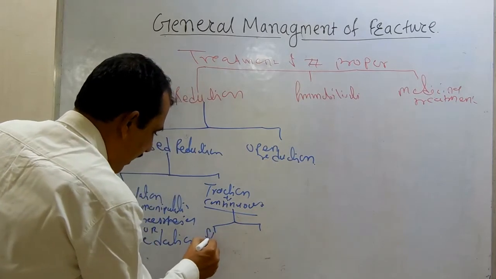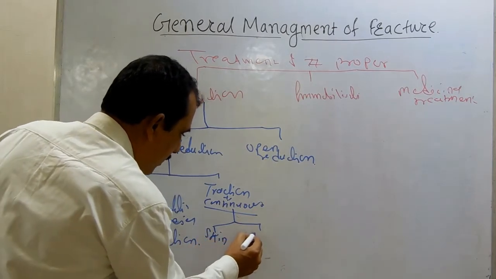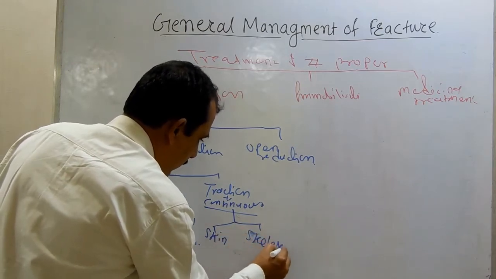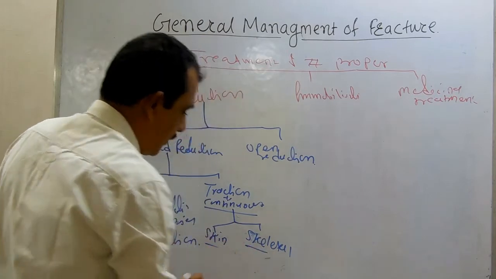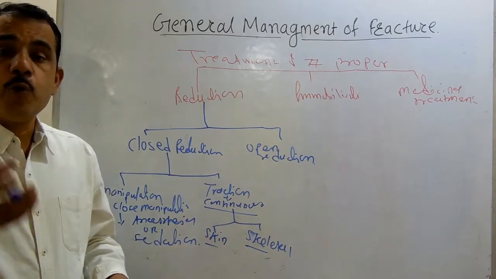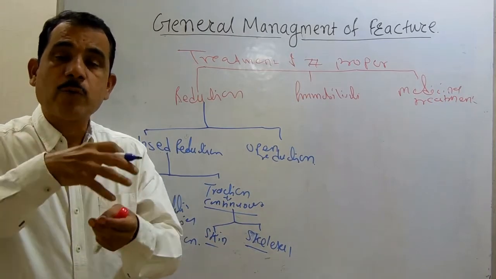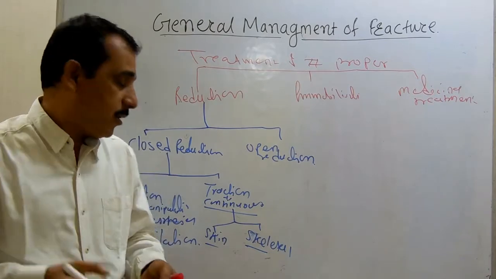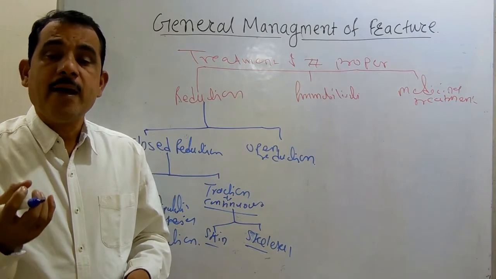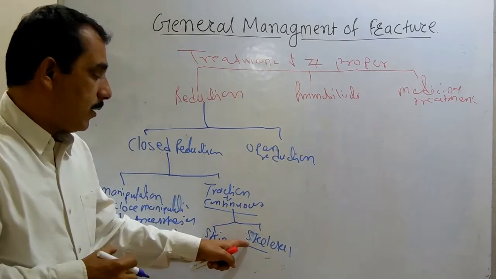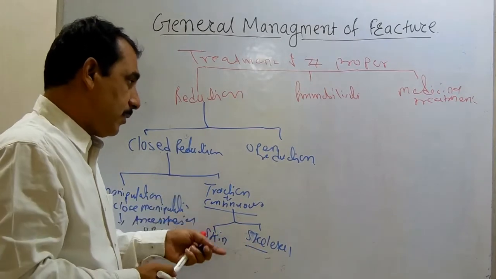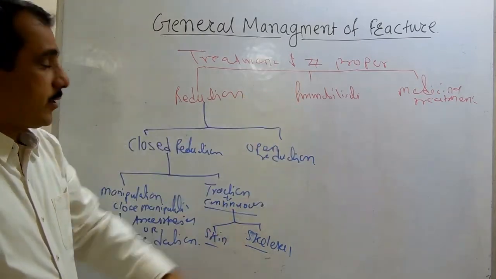One is skin traction, and second is skeletal traction. Skin traction means what? Here the pull is applied by applying the weight over the skin. It's called skin traction. While skeletal traction is traction where pull is applied by applying the load or weight over the bone. That's called skeletal traction. We will see it in detail while taking the immobilization traction.